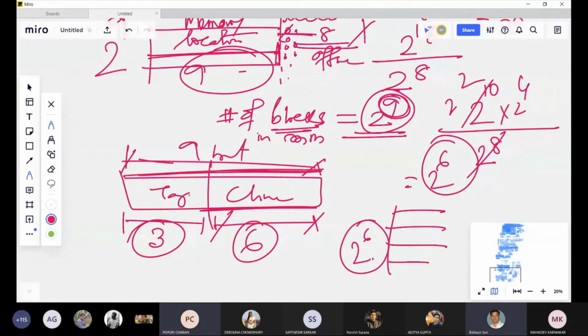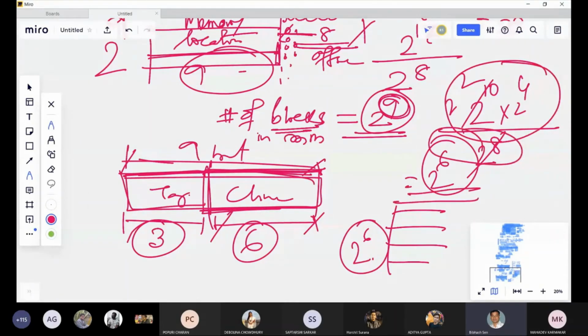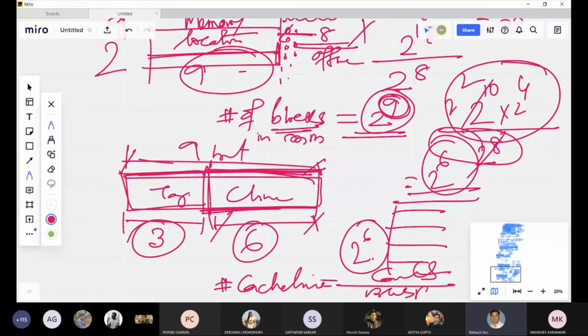Total 9 bits from the main memory I have counted. That 9-bit memory block will be mapped to the cache. So the cache has a cache line and a tag. The cache line count is the cache size divided by the block size. You will get the total number of cache lines. Number of cache lines equals cache size by block size, CS by BS. You will get the number of cache lines. Got it?